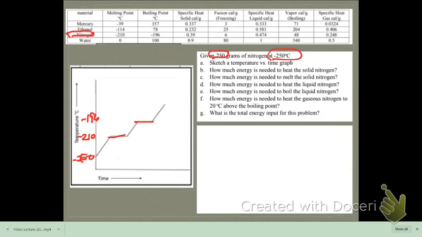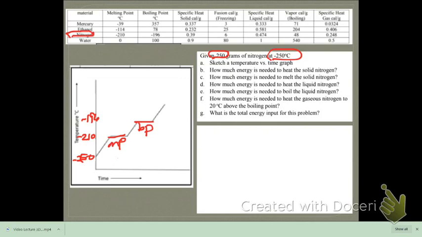Okay. So I got my melting point, got my boiling point. I know where I start. Now my recommendation is always that you read all of it so you know what you're drawing. But some people just take it step by step. Me, again, I read all of it.